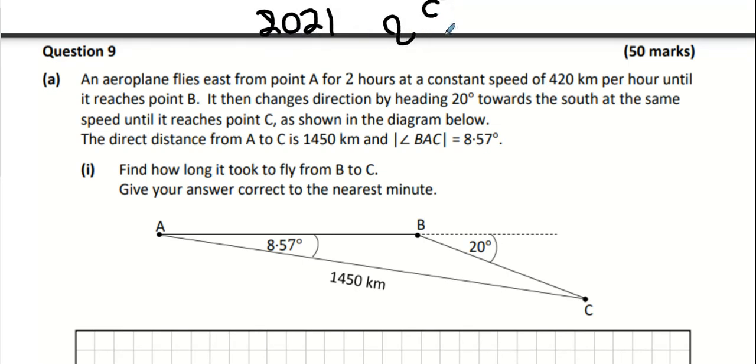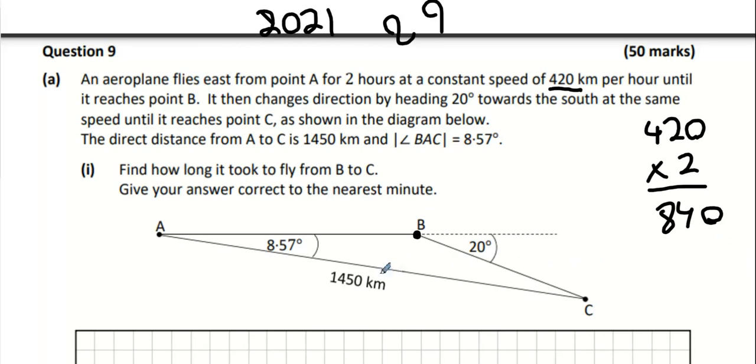And this is question 9. An aeroplane flies east from point A for 2 hours at a constant speed of 420 kilometers per hour until it reaches point B. So straight away, I'm going to get 420 kilometers an hour, multiply it by 2, and turn that into 840 kilometers. So this distance from A to B is 840 kilometers.